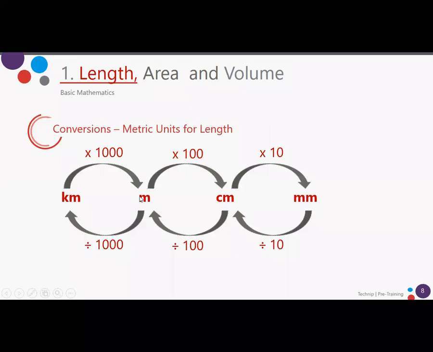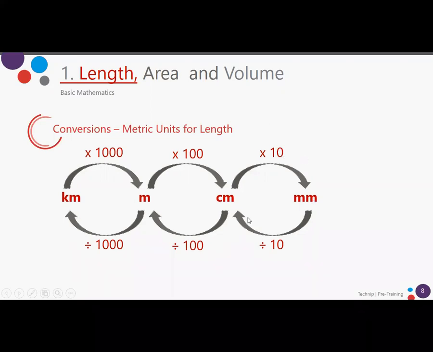Then if you have 1 meter and you want to know how many centimeters you have, you just multiply by 100. So 1 meter is 100 centimeters. Then again, you have 1 centimeter and you want to know how many millimeters, you just have to multiply your number, or your centimeters, by 10.